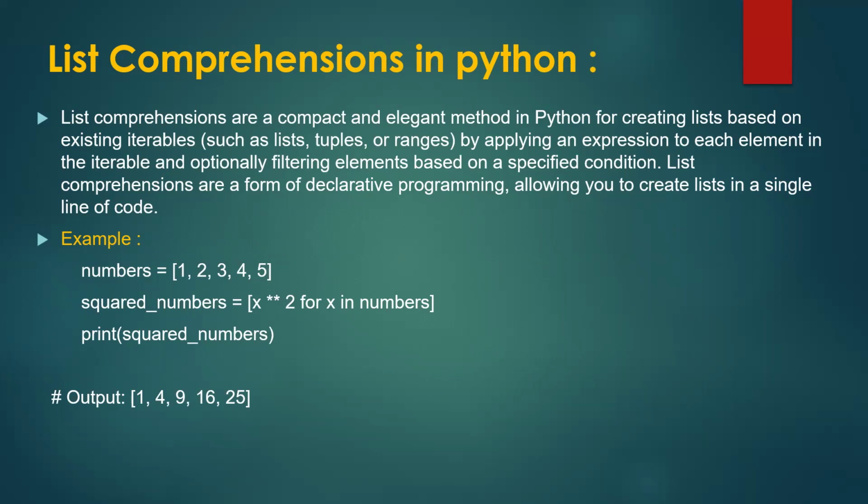Example: numbers are 1, 2, 3, 4, 5, and squared numbers is x times 2 for x in numbers. So print squared numbers. Output will be 1, 4, 9, 16, 20.